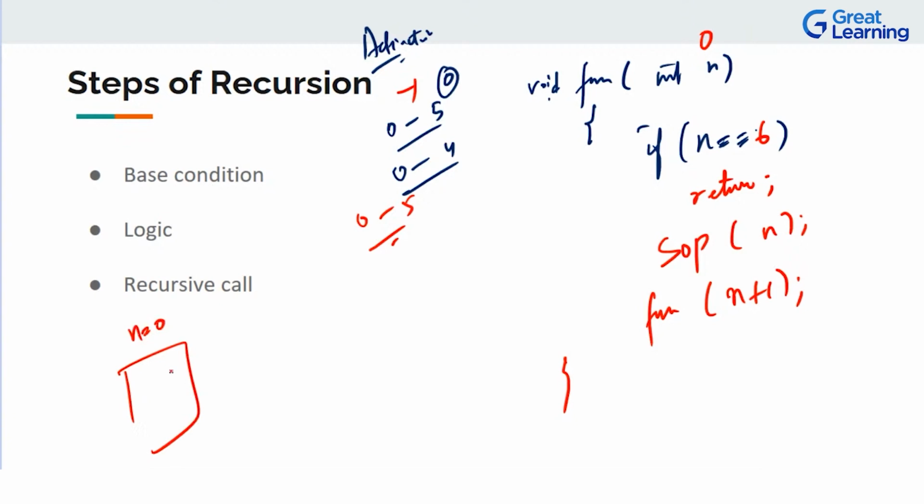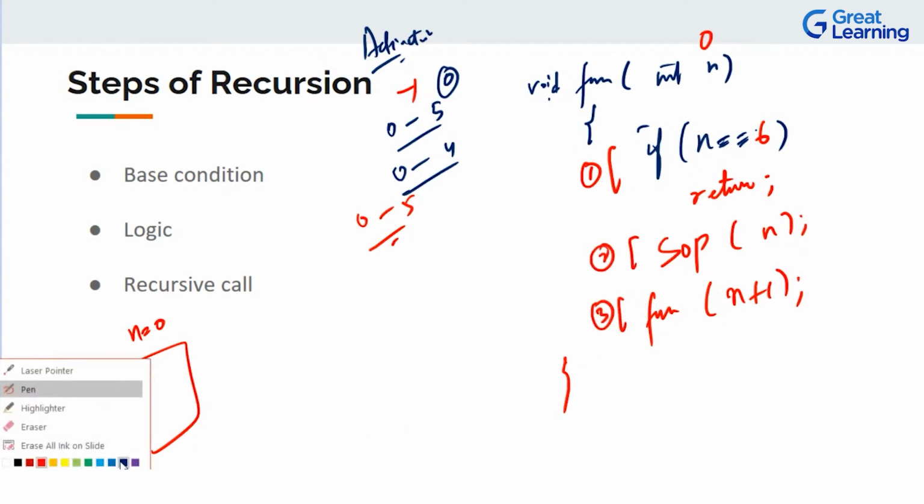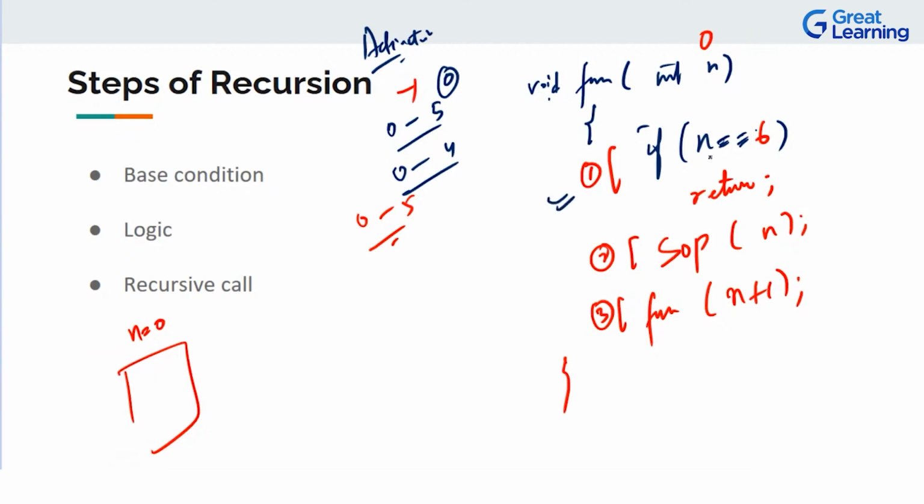Okay, so now this is your first activation record. This will execute at n is equal to 0. Let's name this the first step, this the second, and this the third step. Now you execute the first statement: you check n is equal to 6. No, it was not equal to 6, so this step is done. Then you print with SOP, so this step is also done. Your output will be 0 first.